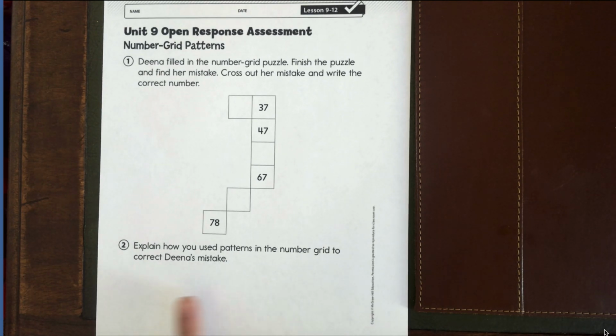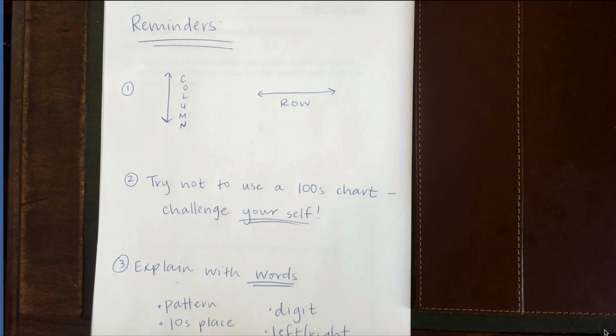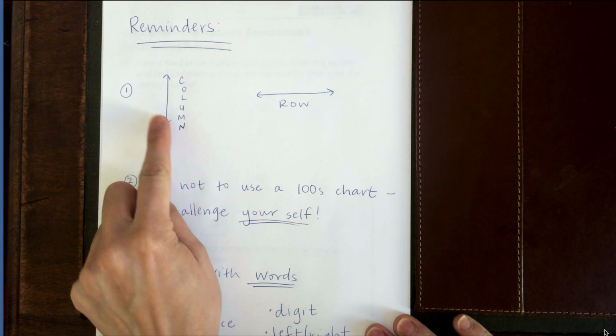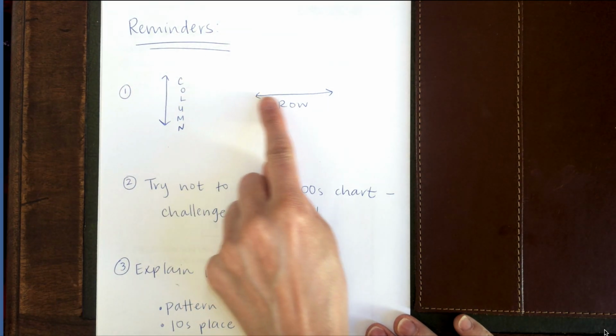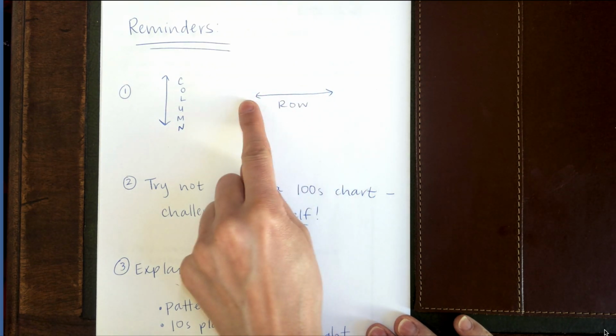And down here, your first grade teachers want to see words and numbers, and we want to see your math thinking. So a few reminders before you get started. We've talked about this before when we did a lesson about number grid puzzles. There are columns. Do that with me. They go up and down. Column. And then there are rows. Those go left to right, or sometimes people would say side to side. Say that with me. Row.